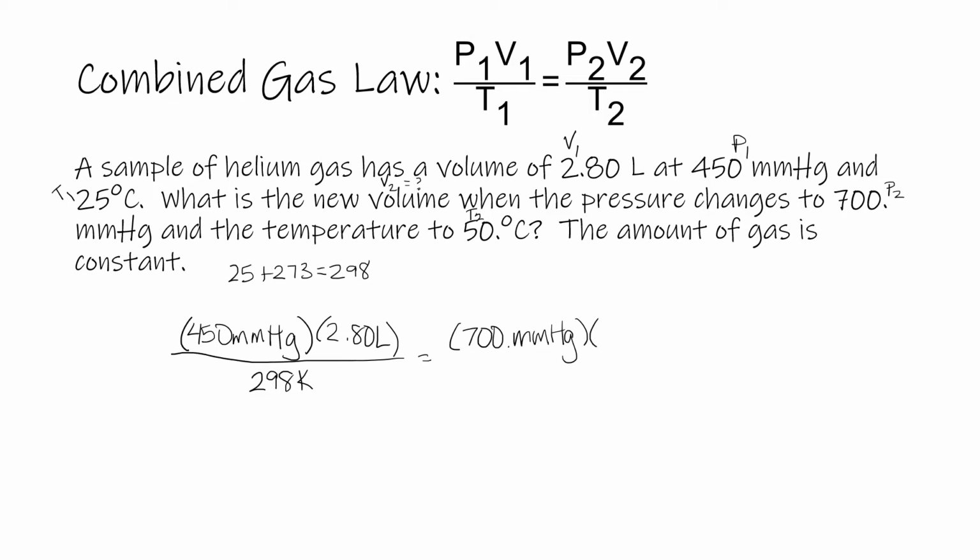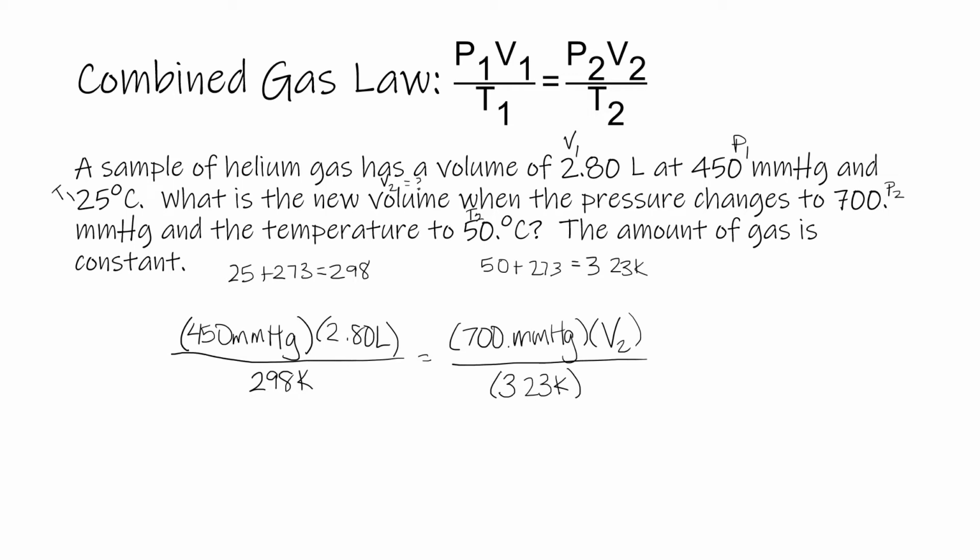Multiplying that by volume 2, which is what we are looking for, and then dividing the whole thing by temperature 2, which is 50 degrees Celsius. So 50 plus 273 is going to give us a final temperature of 323 Kelvin. So we'll put that on the bottom, 323 Kelvin.